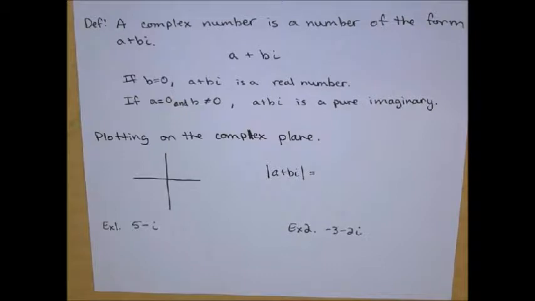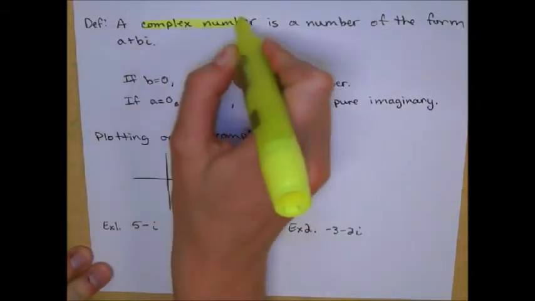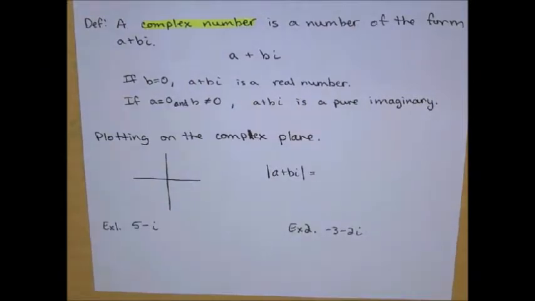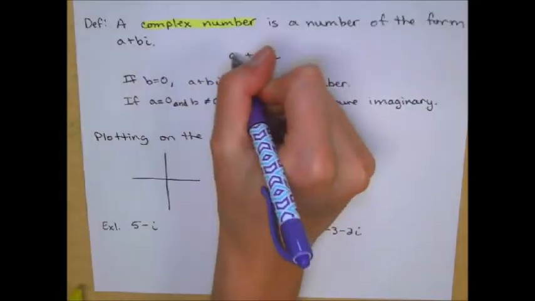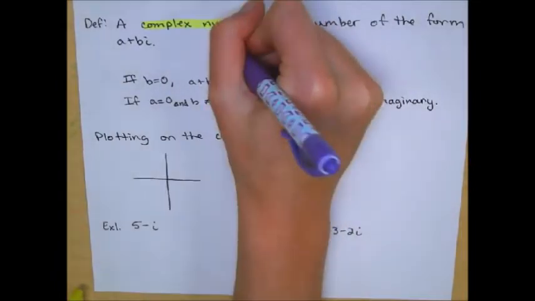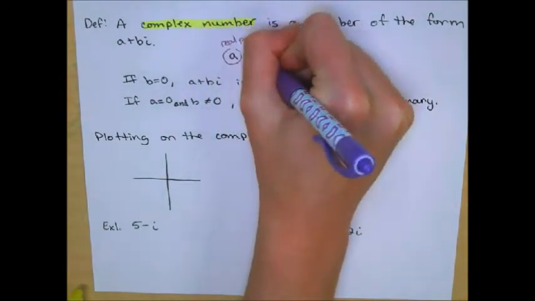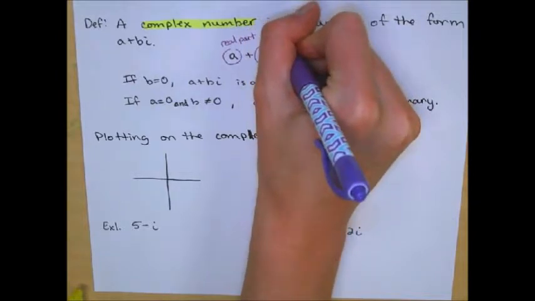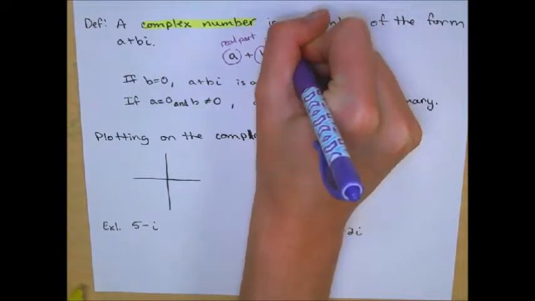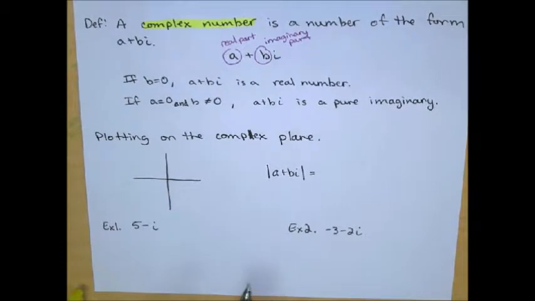Our next definition is that of a complex number. A complex number is a number of the form a plus bi. Something I want us to note is that this a is considered the real part, and the b is considered the imaginary part.